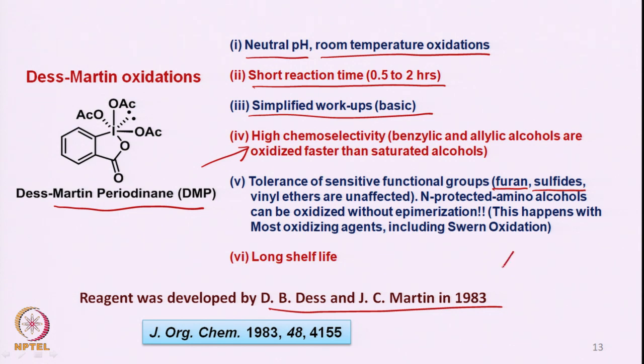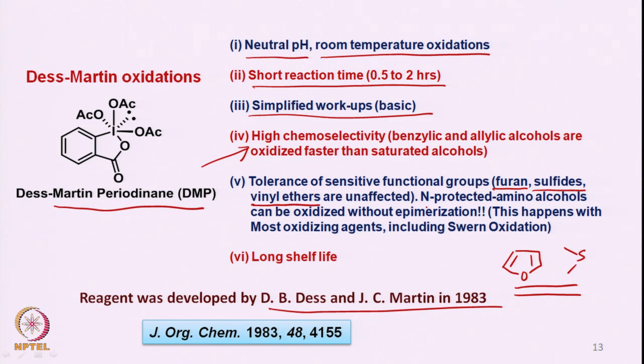Now for example, if you have a furan ring and you have a sulfide group here, they both can be affected by many of the chromium based oxidizing agents. However, here the iodine is a fairly mild reagent. This Des-Martin periodinane containing iodine is a mild oxidizing agent. Therefore, the furans, sulfides, vinyl ethers are unaffected.